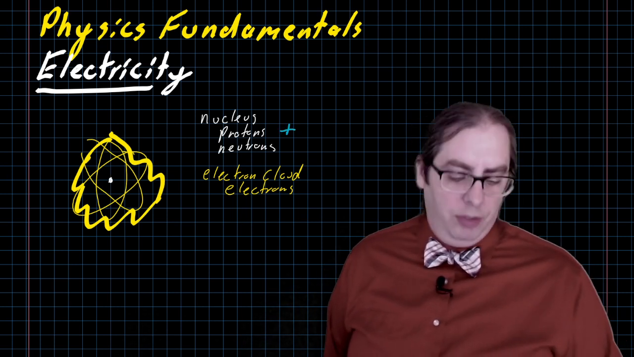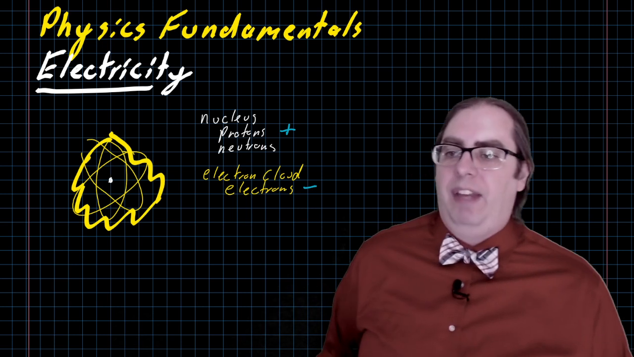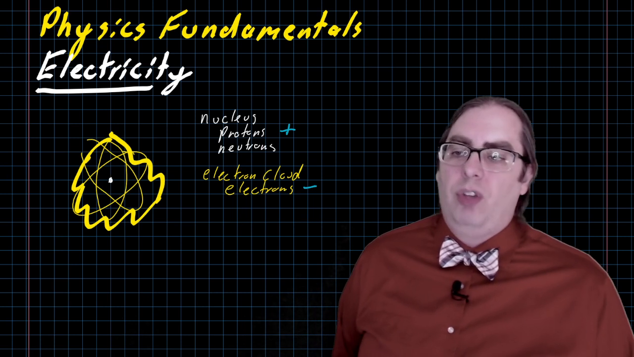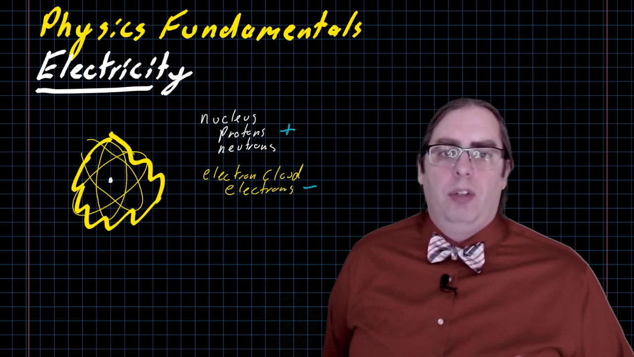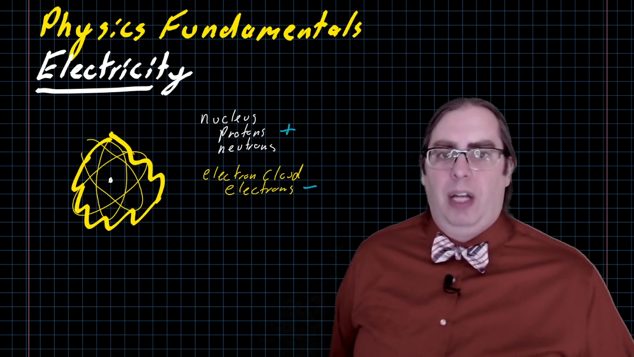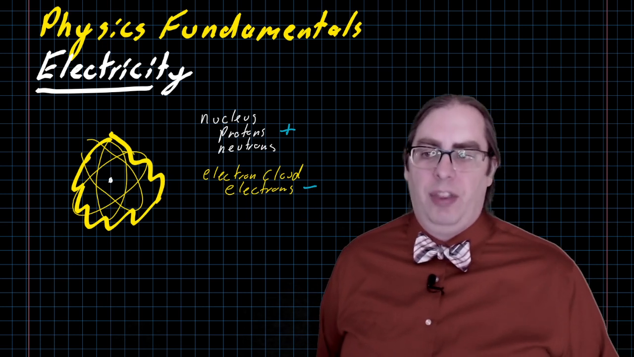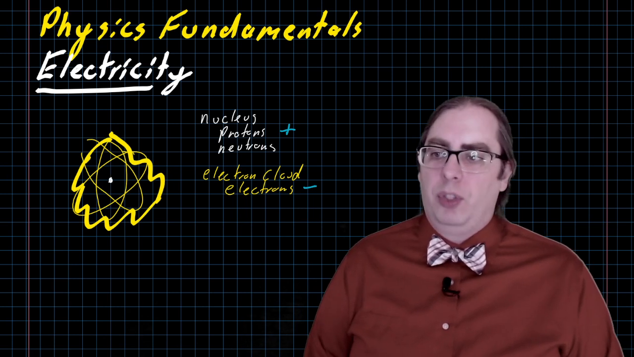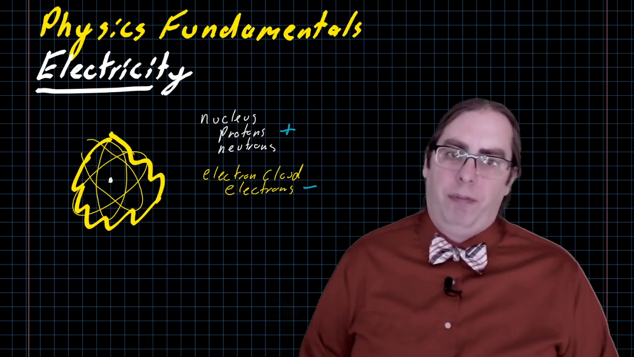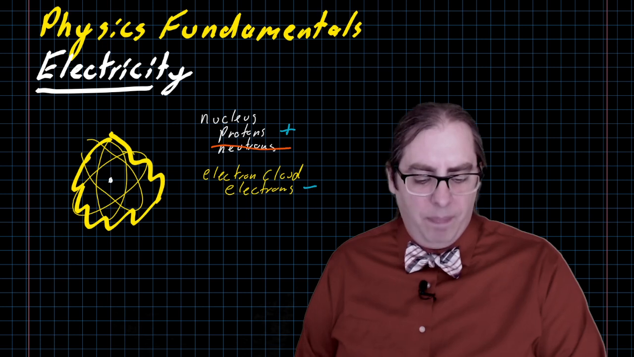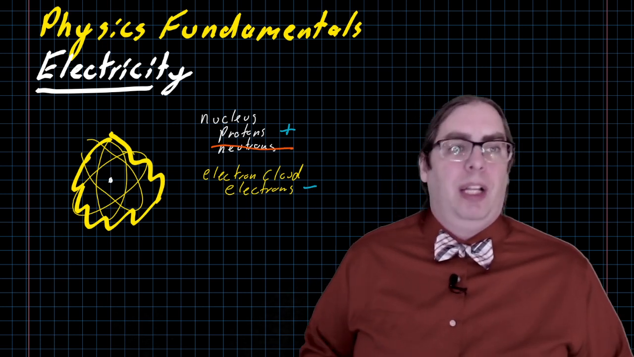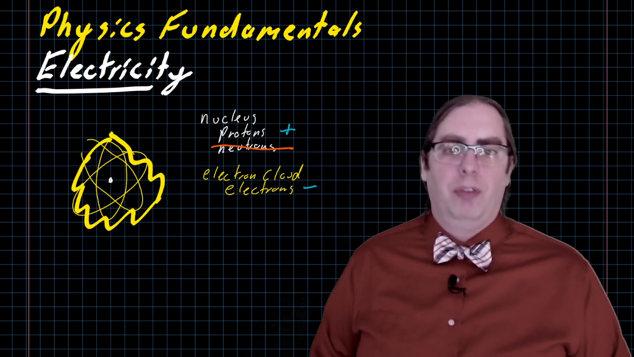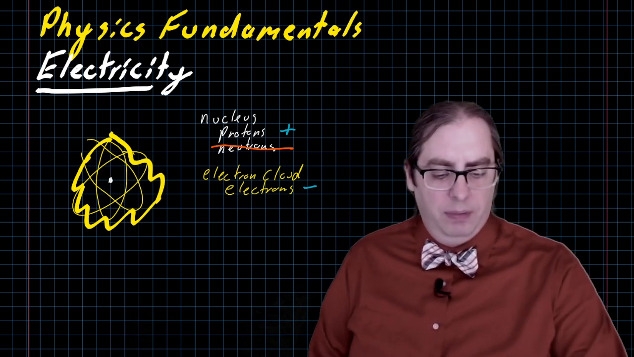Protons have a positive charge, electrons have a negative charge. Hiding out inside the nucleus are the neutrons. There's another type of attraction-repulsion going on inside the nucleus of an atom that lets all these positively charged protons hang around together, and the neutrons are the fuel that allows that to happen. But we're talking about electricity. We don't care about what's happening in the nucleus. We don't care about neutrons for the course of this video.